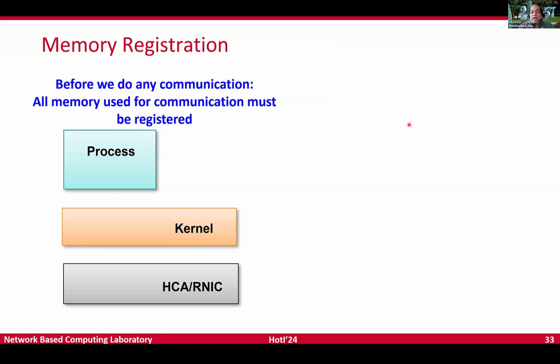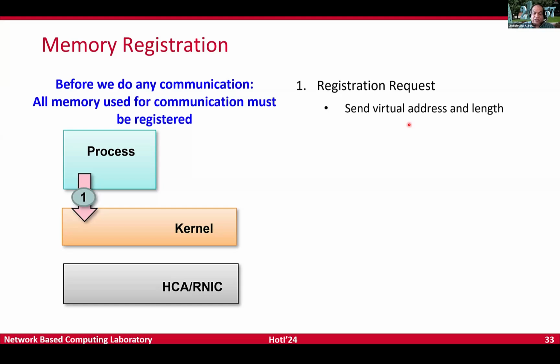So how does this exactly happen? I mean, all these one-sided communication, two-sided communication, posting buffers. In all these high-speed networks, there's something called memory registration. That means before we do any communication, all memory for communication must be registered, because typically a program is written with a virtual address, but the actual DMA and everything happens in the physical address. So these are the steps.